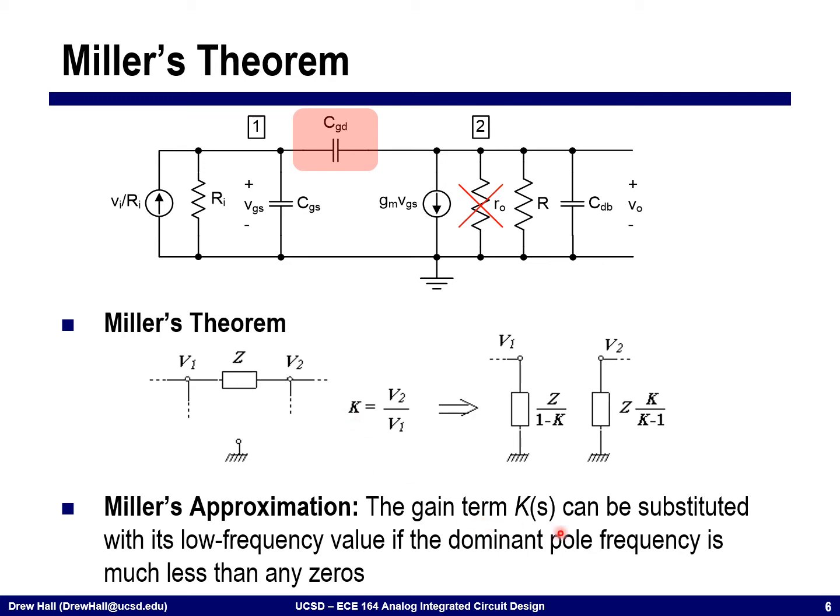And when we want to use this, oftentimes what we'd like to do is use this in conjunction with Miller's approximation. Miller's approximation says that this K of S gain term can be substituted with its low frequency, often DC, value if the dominant pole is much less than any of the zeros that are in this circuit.